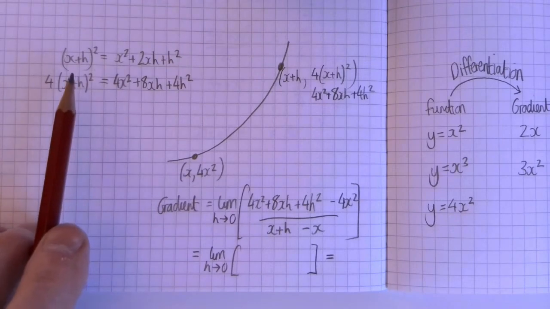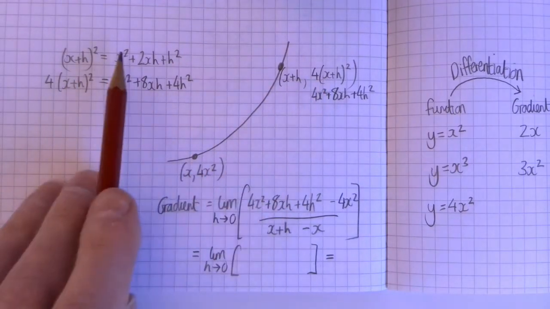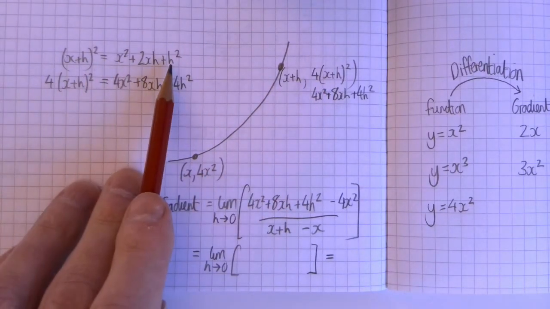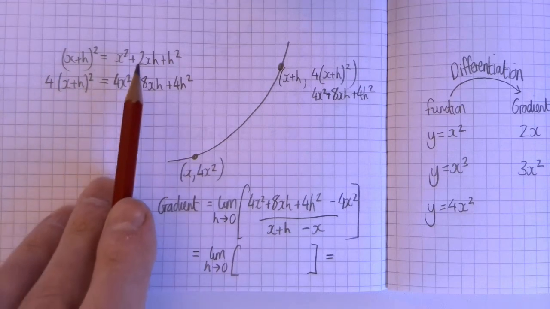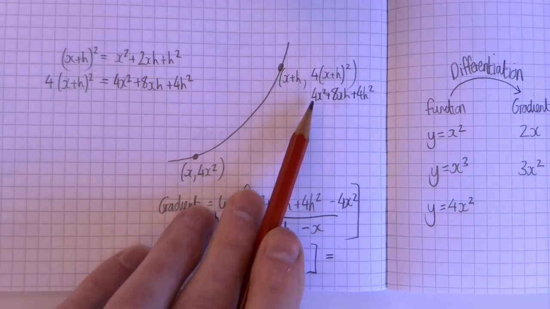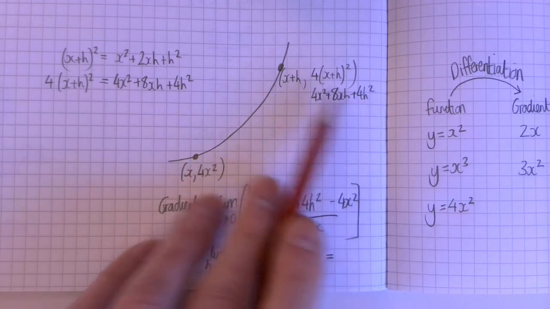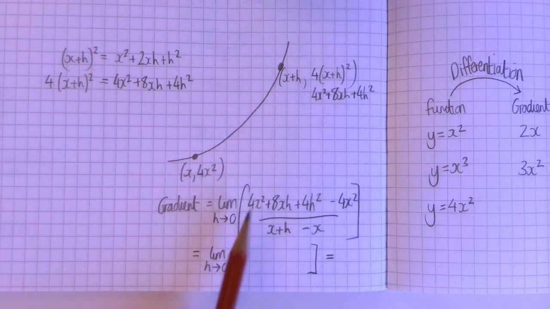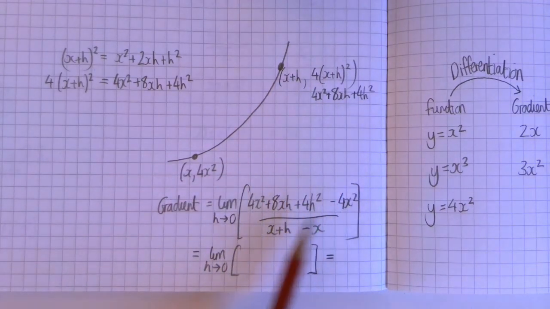Okay, so 4(x plus h) squared. I already knew what (x plus h) squared was, so I just did 4 lots of it. So that was my y value when x is x plus h. So I did y2 minus y1 over x2 minus x1.